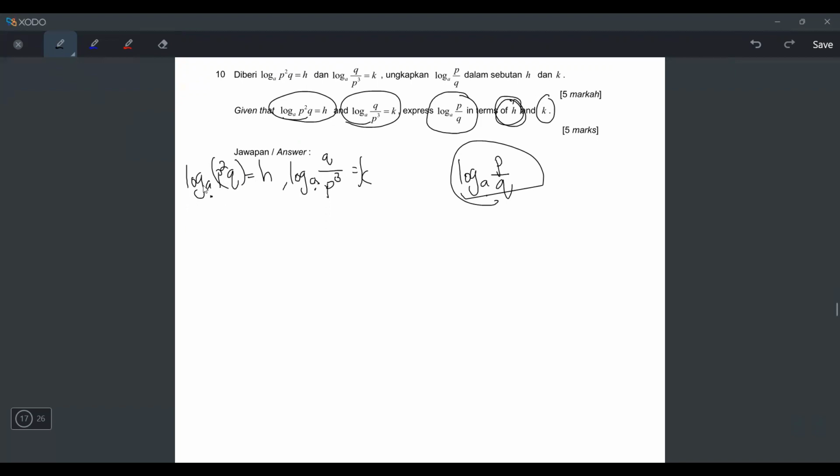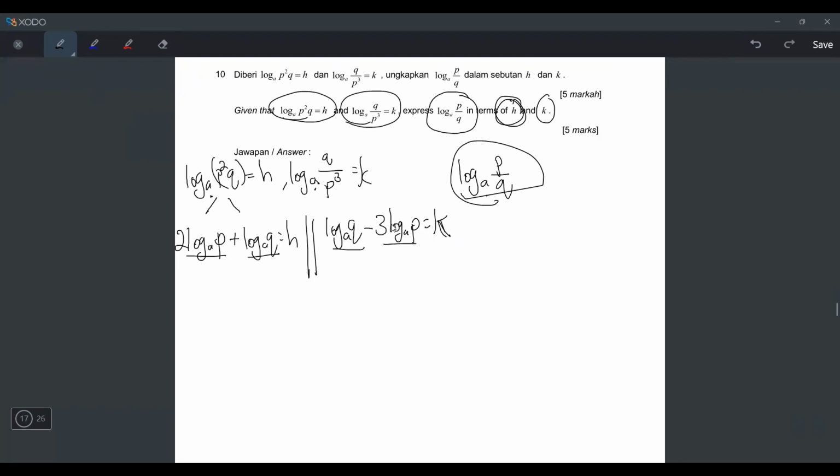And how I'll do that is, since this is single log times, I will separate it into separate log plus. So it'll be log A, P power 2, the 2 I can put in front. And since this is times, it becomes plus log A Q equals to H. And I will do the same to the other equation. Single log divide, separate log minus. So log AQ minus 3 comes from the power, and then log AP equals to K. And after I do this, I realize that this looks like a simultaneous equation. Log AP, log AQ, log AQ, log AP, but it's not so nicely arranged, right?